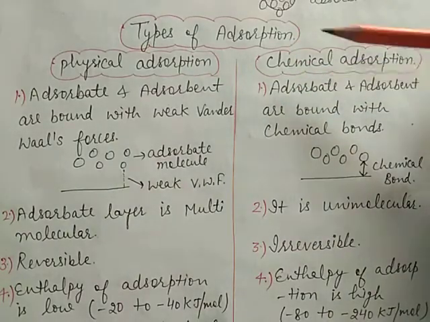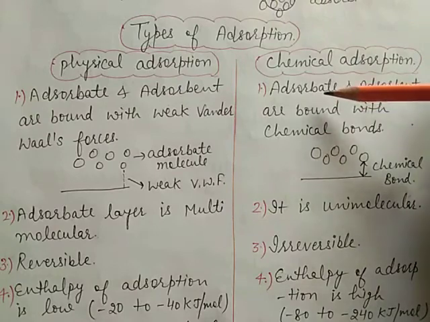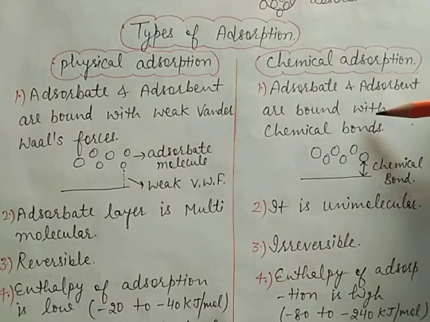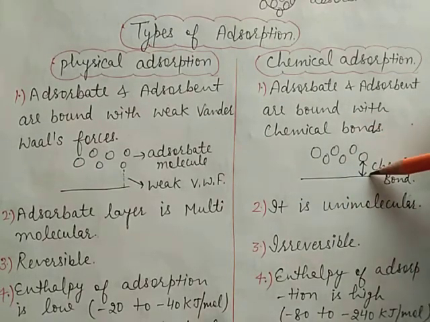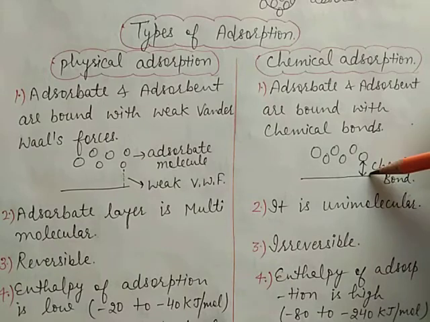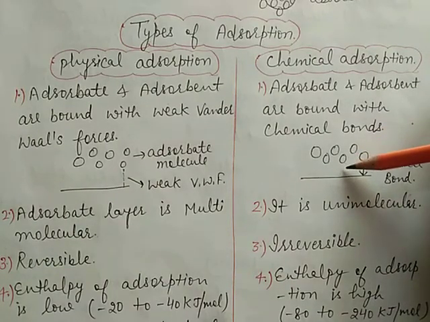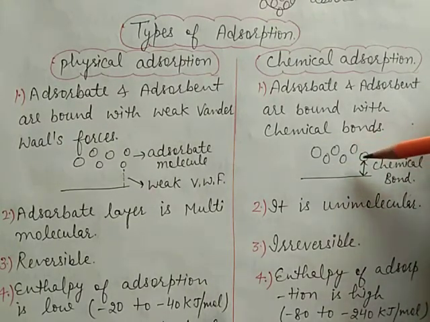Second, in the case of chemical adsorption, adsorbate and adsorbent are bounded with chemical bonds. Means here the chemical bond is strong. That's why they are formed very strongly. They are bounded together.